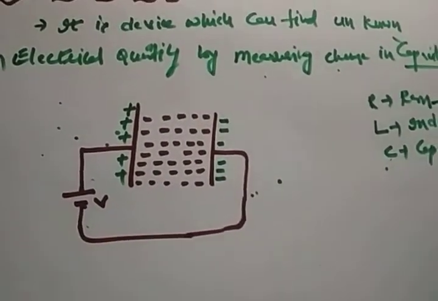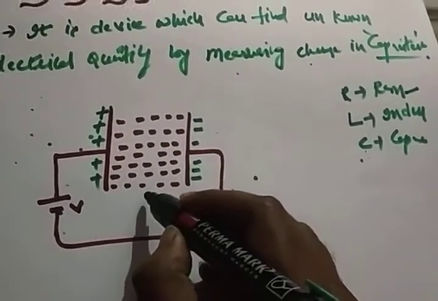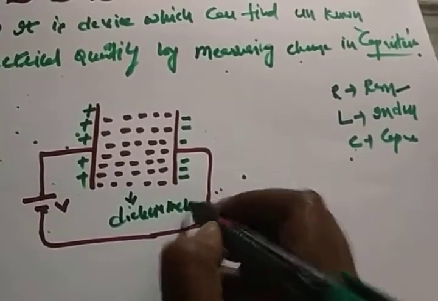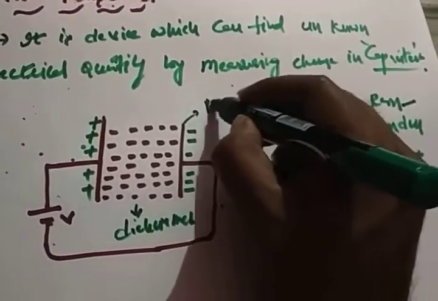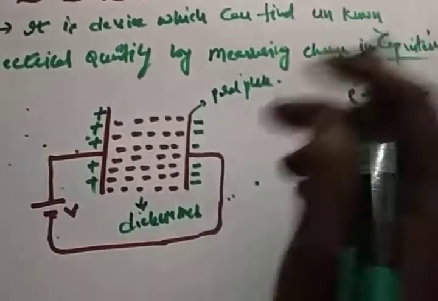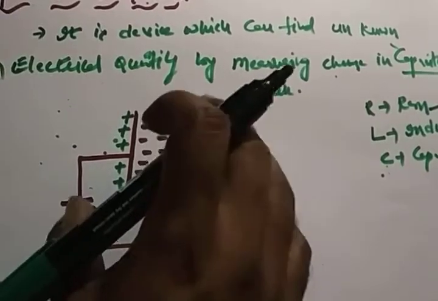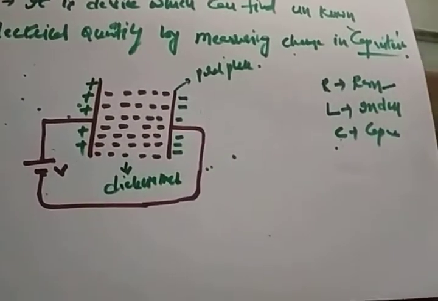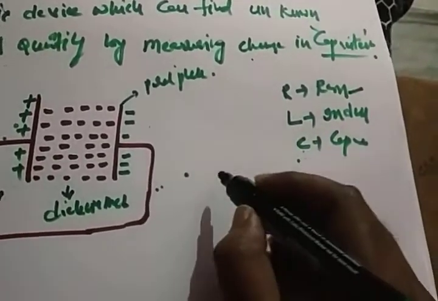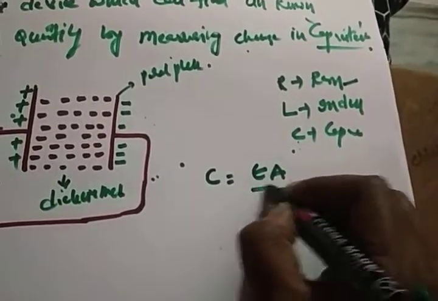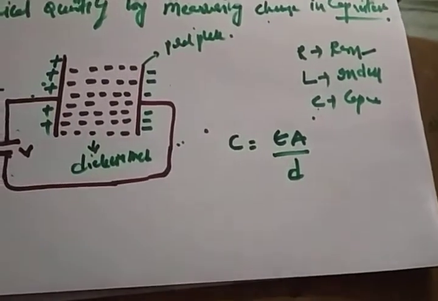Alright, so what is the formula for capacitance? This we can call the dielectric medium, and these are the parallel plates. This is the applied voltage. How much electrical energy it can store gives the capacity of the system. So what is the formula for capacitance? Capacitance is nothing but epsilon A by d. You know that formula.